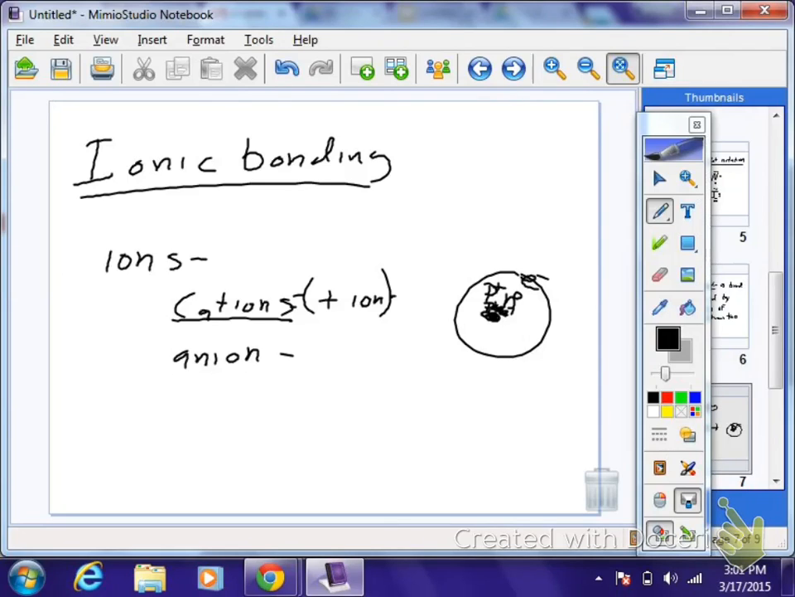So right now it's neutral. It has the same number of protons as electrons. How does that become positive charge? Loses electrons. Atoms never lose protons or neutrons. Okay, they always lose electrons or gain electrons. So a cation becomes positively charged because it will lose electrons. It loses electrons.